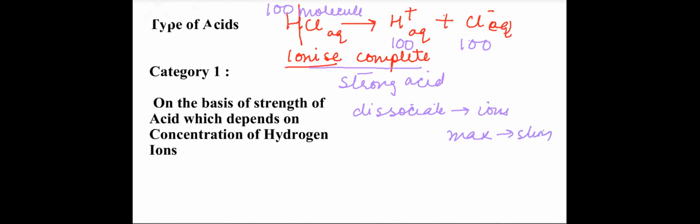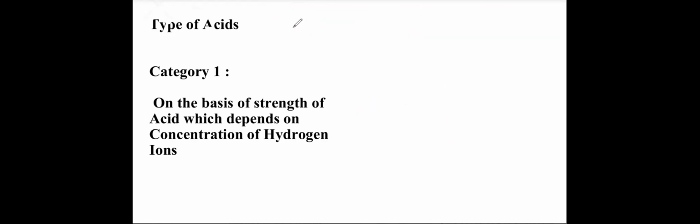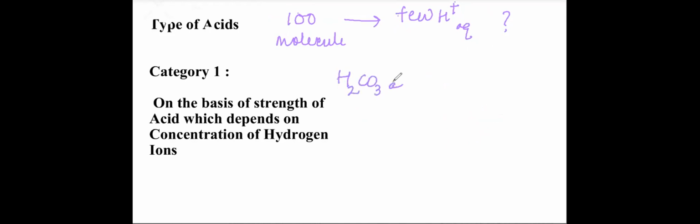Now comes a scenario where, if you have 100 molecules of an acid, they give you only a few hydrogen ions in aqueous solution. What is the reason for that? The reason is that those acids are, for example, carbonic acid here, and carbonic acid is considered a weak acid.